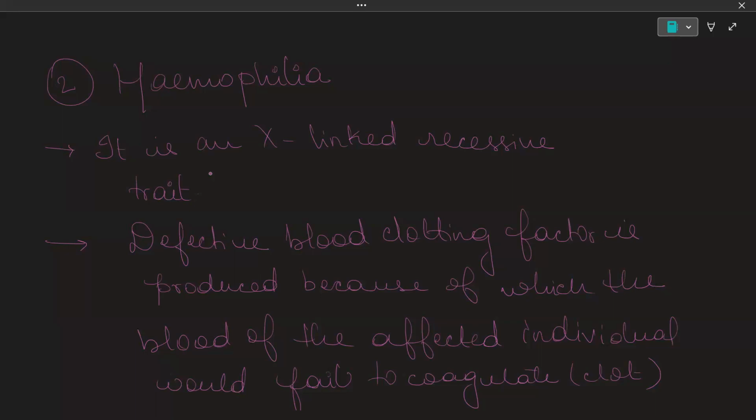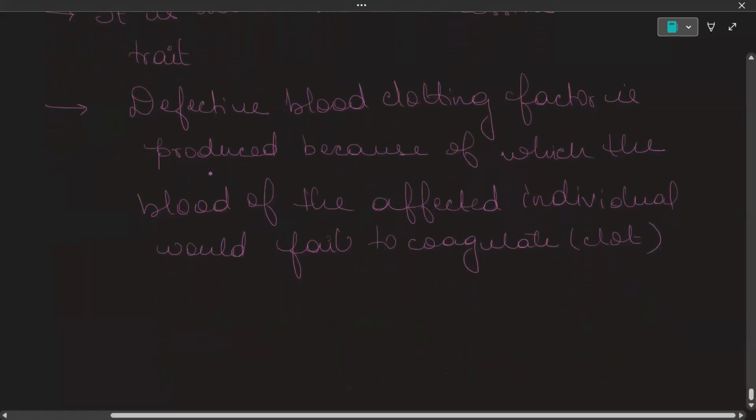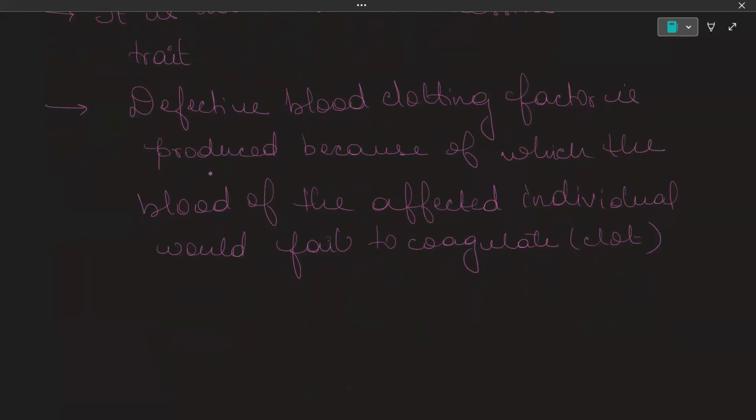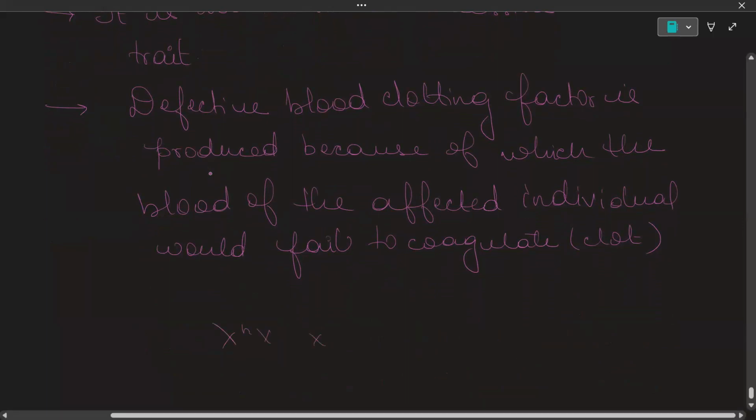Okay, now a very interesting thing here is that the possibility of a female becoming hemophilic is extremely rare because, first of all, in order for a female to be affected by hemophilia, the mother of such female has to be a carrier and the father should be hemophilic, right? When a carrier mother is married to an affected father, then this condition would result in a female being affected by hemophilia, right?